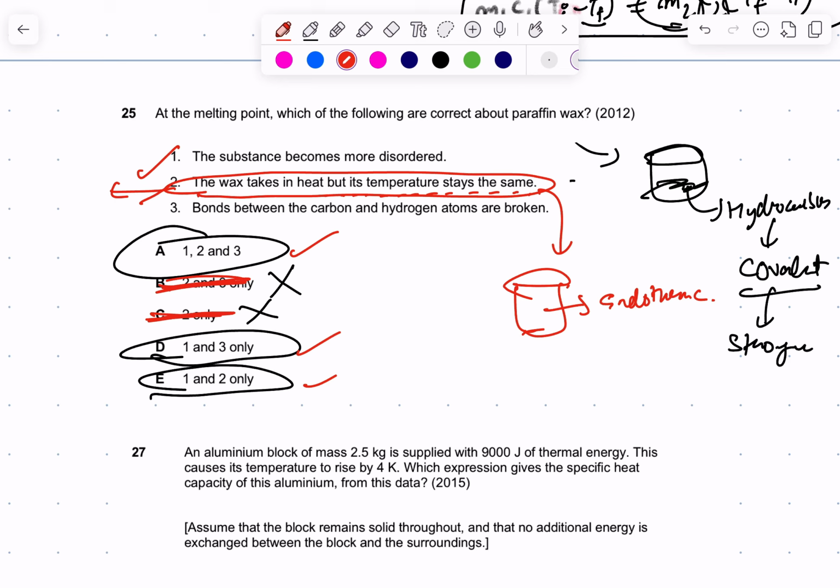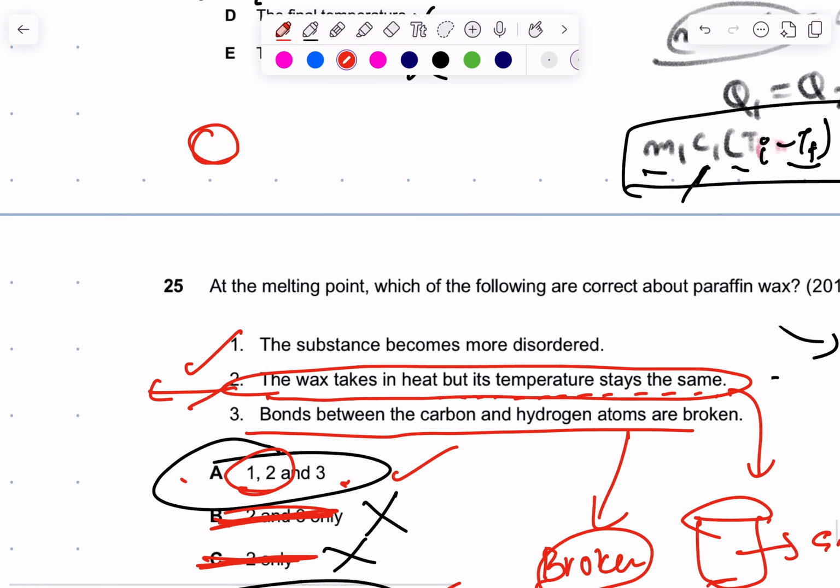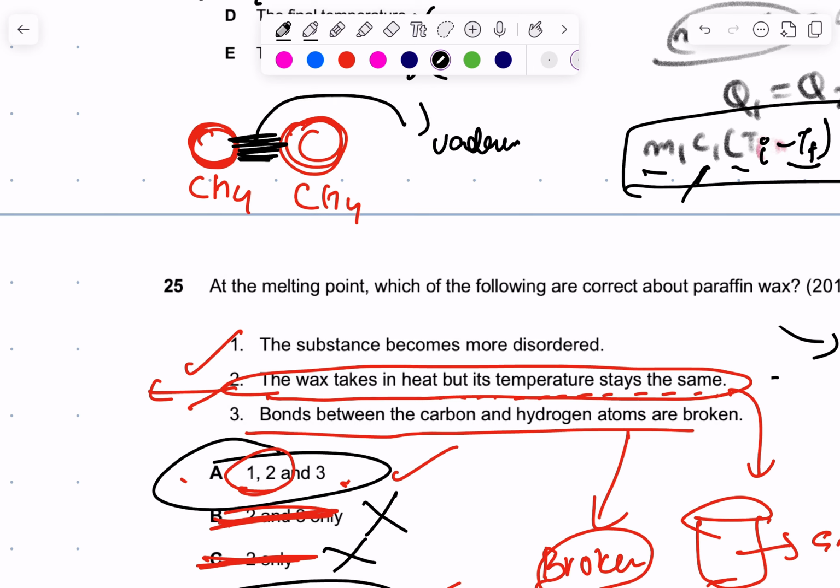Third one, bonds between the carbon and hydrogen atoms are broken. Okay, this is quite confusing. And someone said 1, 2 and 3. 1 and 2 is for sure, like E and A is for sure, but let's understand whether 3 is correct or incorrect. For example, I am having one hydrocarbon, let's say methane, and I'm taking another compound as methane only. So the force which is present between these two is the van der Waals force. And the force which is present inside CH4 is covalent.